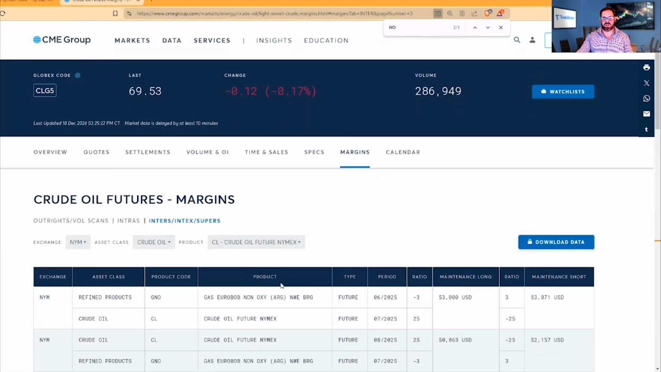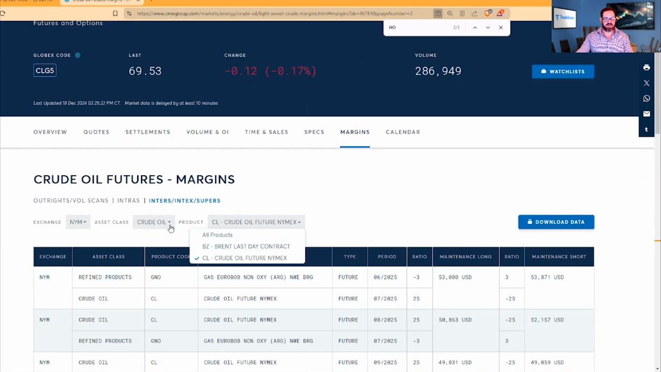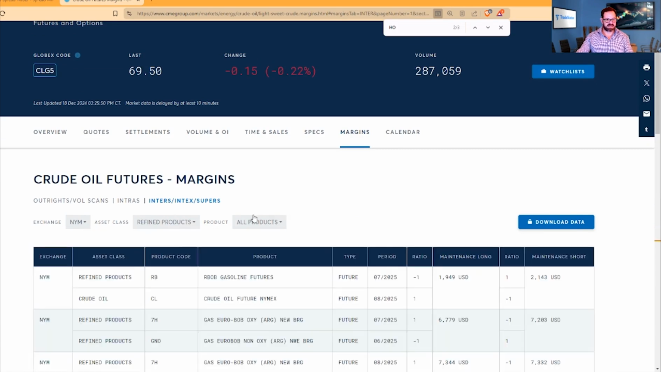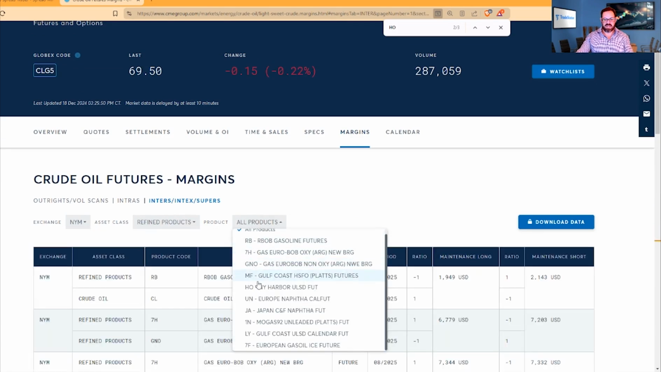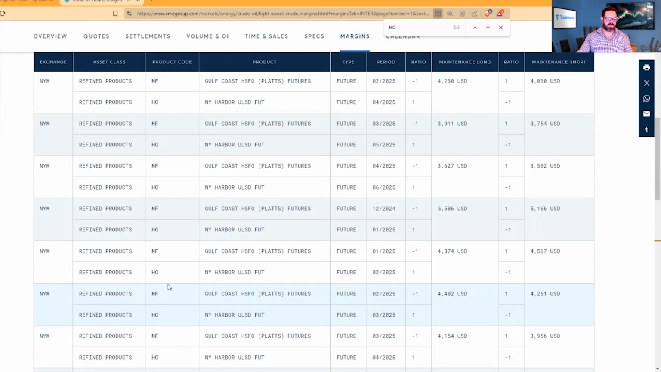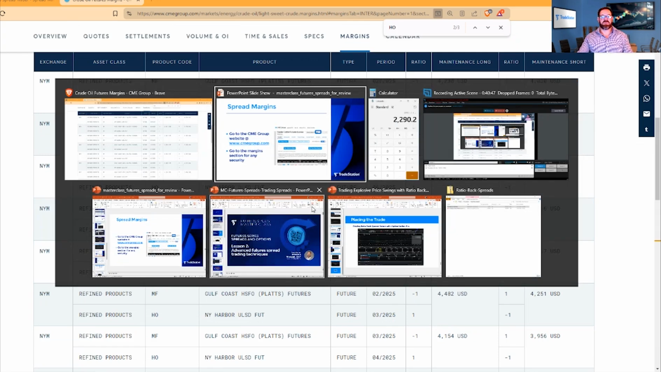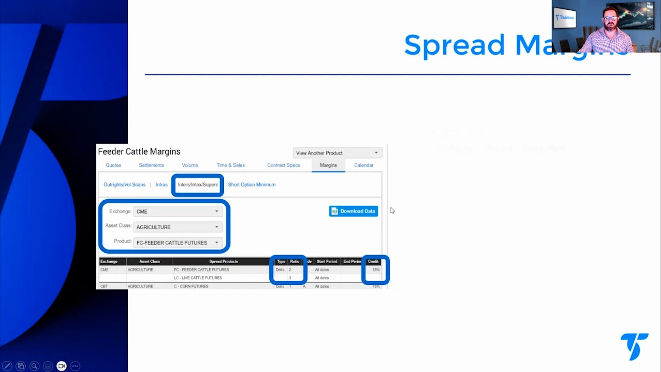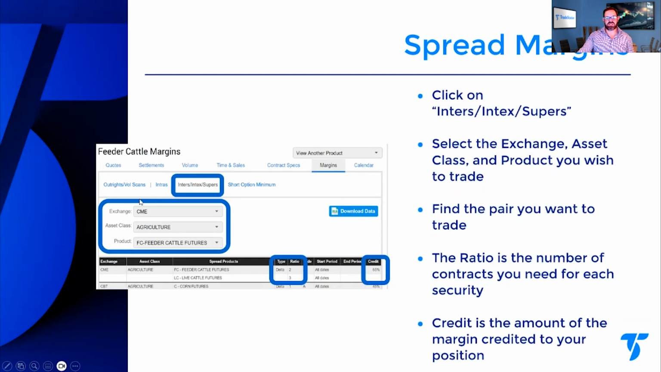Or, since I know I'm looking for heating oil, I can do the other way and go to refined products, heating oil, and then look for that versus crude oil and do it the other way. Anyway, that's what you would have to go through on the CME website to find some of those margins. And this is, again, just kind of showing the steps. Go to intra, you can search for whichever security you'd like, and you find the ratio as well as the credit that you get. Find the pair, the ratio is the number of contracts on each side, credit is how much margin is credited to you. You must come up with the remainder for the initial margins.